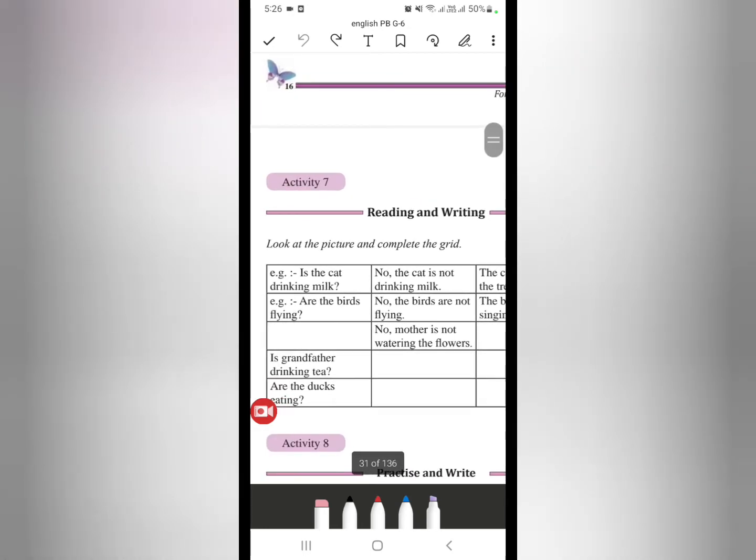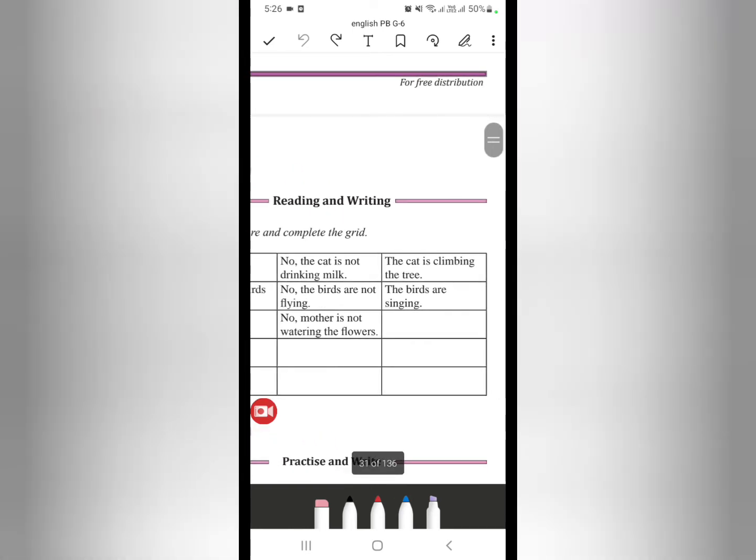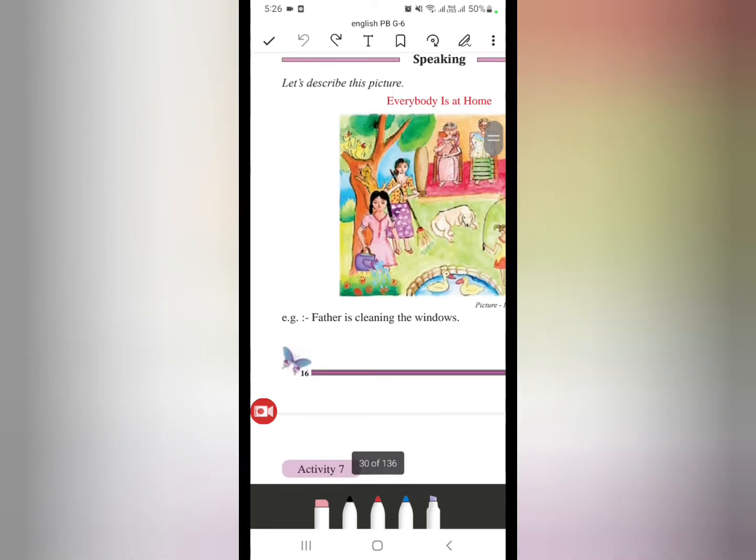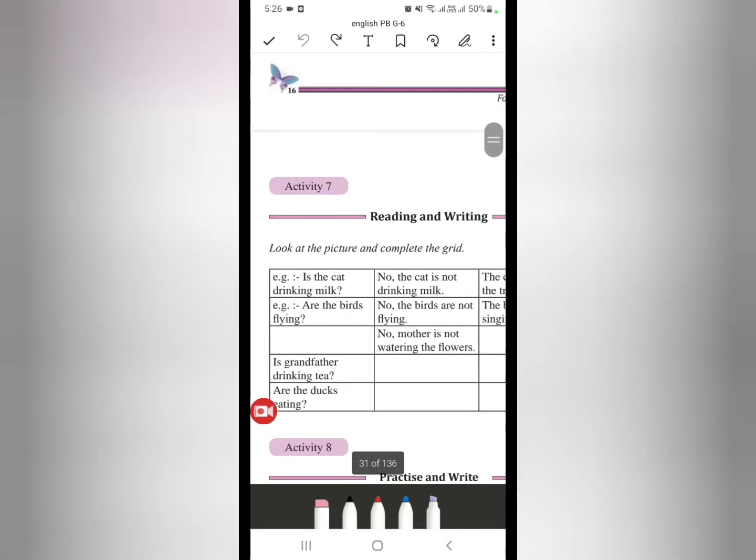Okay, we should write the question and answer that question, and then we should write what that object or animal is doing exactly in this grid. Okay, now they have given the answer. No, mother is not watering the plants. Then we should create the question here and write it. Then we should write the question. How will you write it?